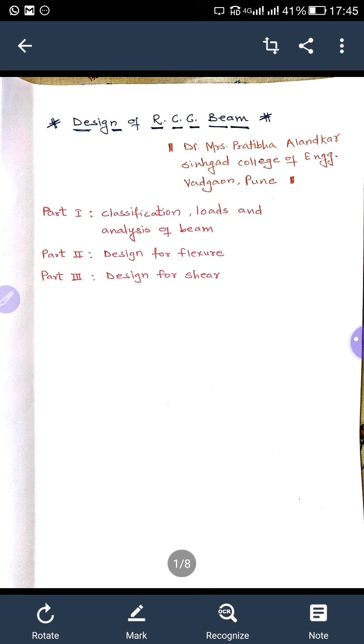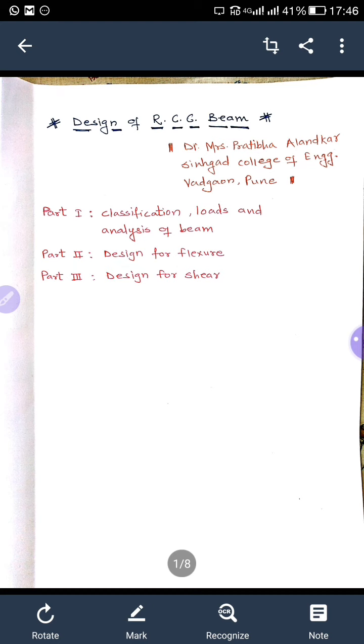We are going to start with design of RCC beam. In fact, for behavior of beam, like in rectangular cross section and flanged beam, further singly reinforced beam and doubly reinforced beam, balanced section, we have seen in earlier units. Now herein what we are going to do, we are going to design a beam taking load coming on it.